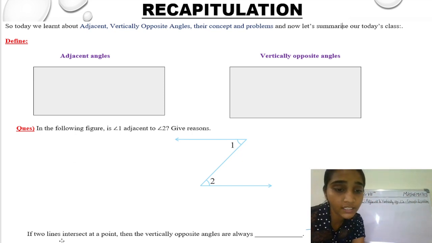And what about students, if two lines intersect at a point, then the vertically opposite angles are always dash. Yes, they are always equal. So angle A degree and angle B degree will be equal to each other or not? Yes, they will be equal to each other.